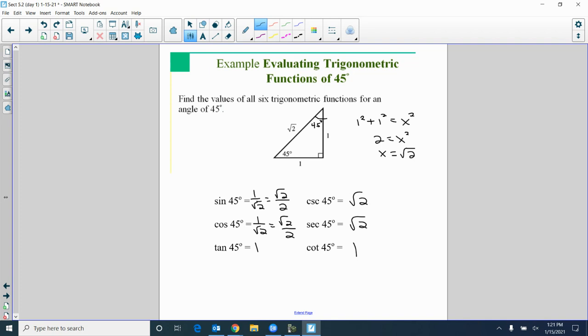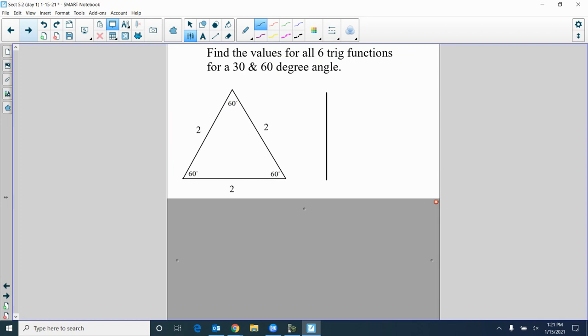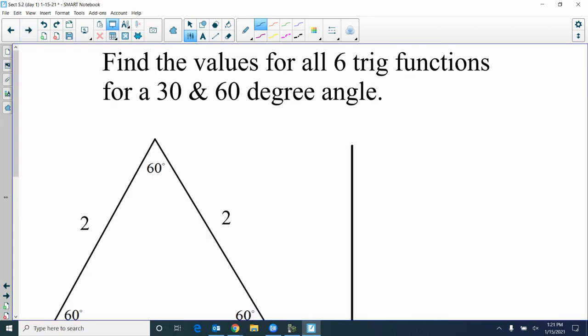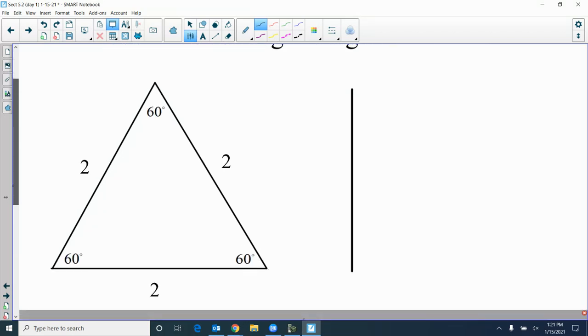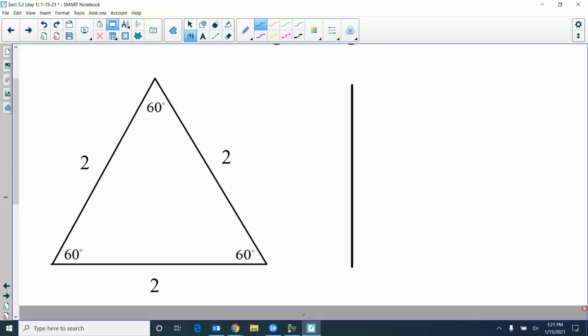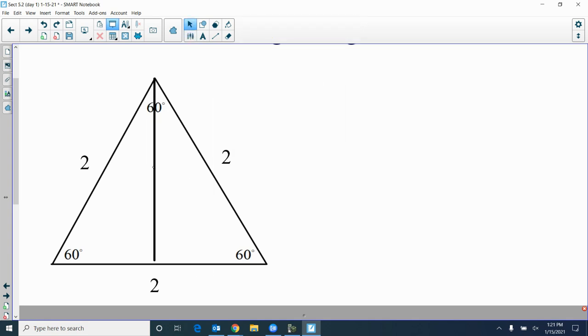All right, what's the exact value for the sine of 30 degrees? Okay, sine of 30 degrees, that's what we want to get to. Now, to kind of develop this, I'm starting with an equilateral triangle. All the angles are 60, all the sides are 2. Cut your triangle in half with a perpendicular bisector. Okay, this is a perpendicular bisector. That'll be a right angle.